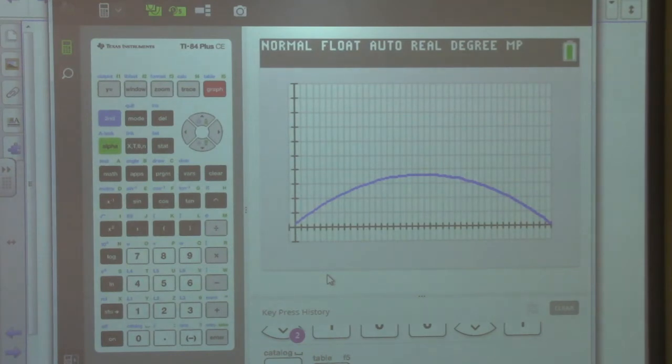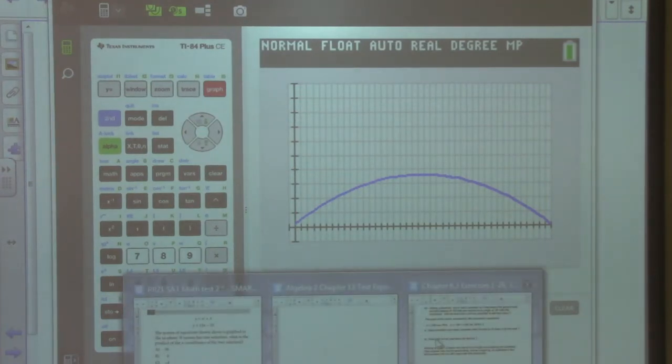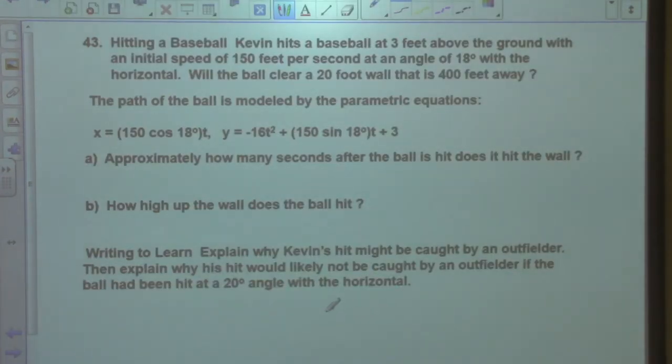Let me see what we're looking for next. You were in radians. It was radians? Yeah, radians can mess you up.